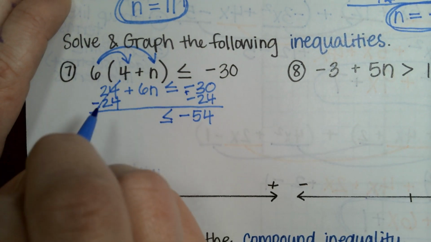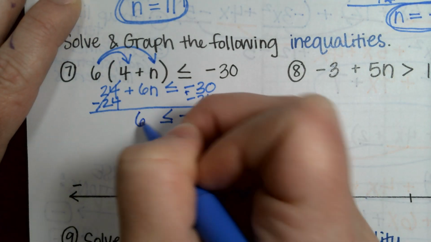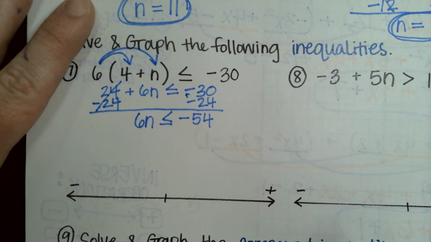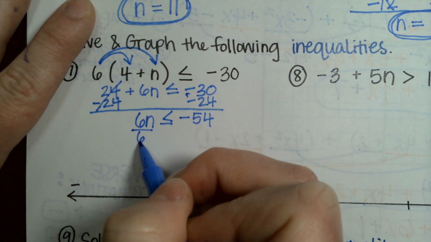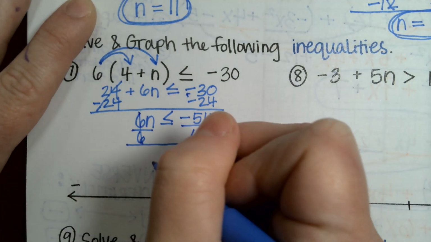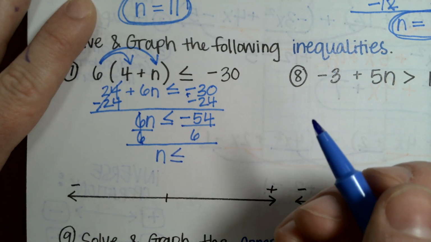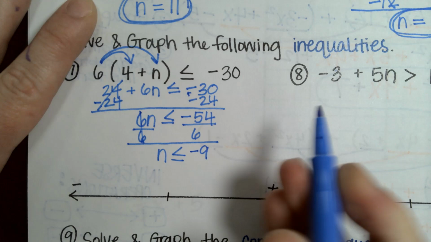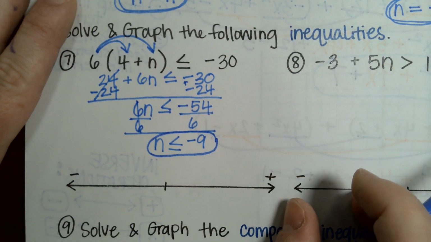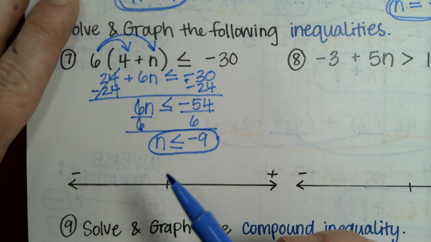Okay, my 24s, they canceled. So now I just got to bring down, yep, 6n. What is my last step? Divide. Yep, I'm going to divide by 6 on both sides. And that's going to leave me with n is less than or equal to what? Negative 9. Circle your answer. Okay, before we move on to the graph, did everybody get this? Did every single step make sense?